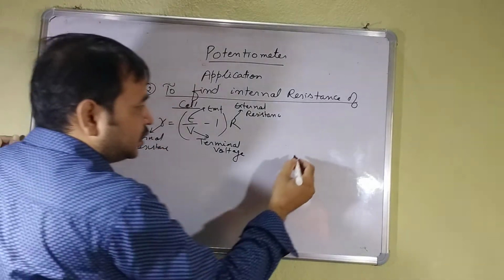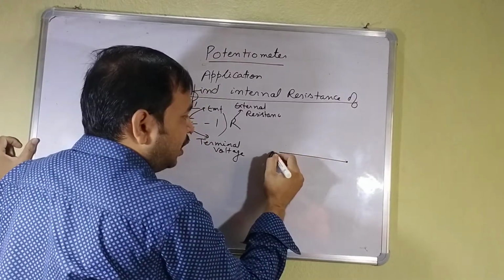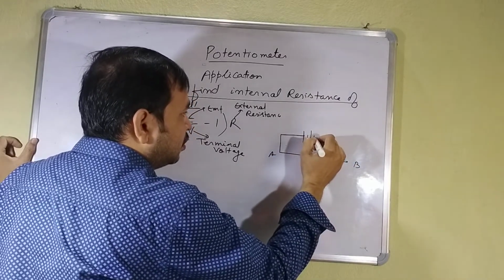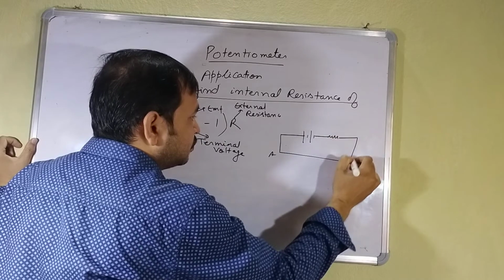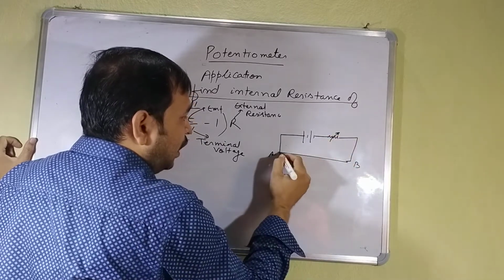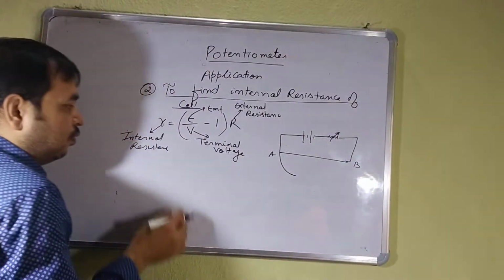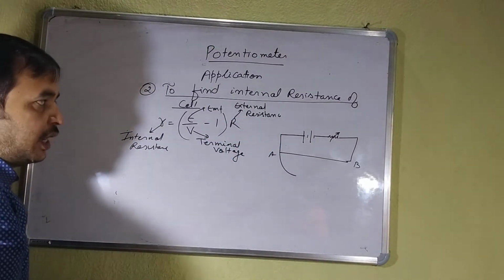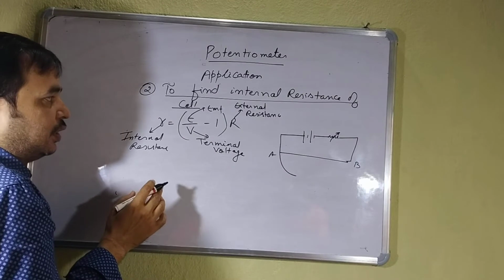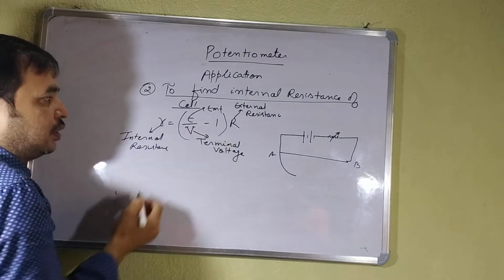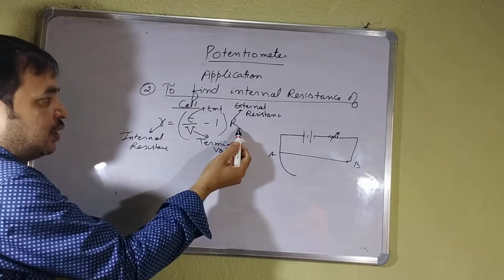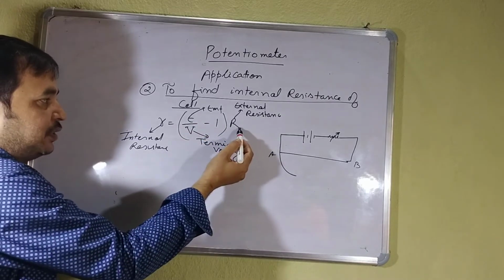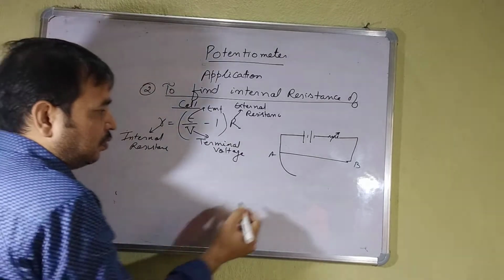Now you see the circuit arrangement. This is potentiometer wire AB, connected to a cell or battery through a rheostat. Now you see the arrangement. For internal resistance, we have to connect one external resistance R across the cell to get the terminal voltage. Clear? When we remove this external resistance, we get the EMF. When we add this external resistance, we get the terminal voltage.